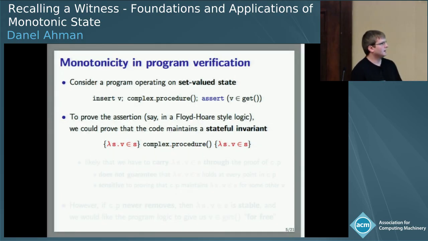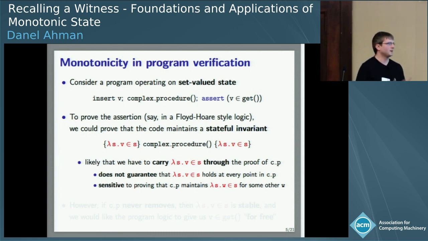This has a couple of downsides. So usually you have to thread this invariant through the whole proof of this complex procedure. Moreover, this doesn't guarantee that the v might not have been erased temporarily and then put back afterwards. And this is crucial if you're doing security proofs. You want to guarantee some properties about your logs, that they only increase monotonically, for example. And this carrying the invariant through is also very sensitive with respect to trying to add, say, another w into the state and doing a similar thing. In the end, I want to assert that the w is in the state. So you might have to go and revisit the proof of the complex procedure.